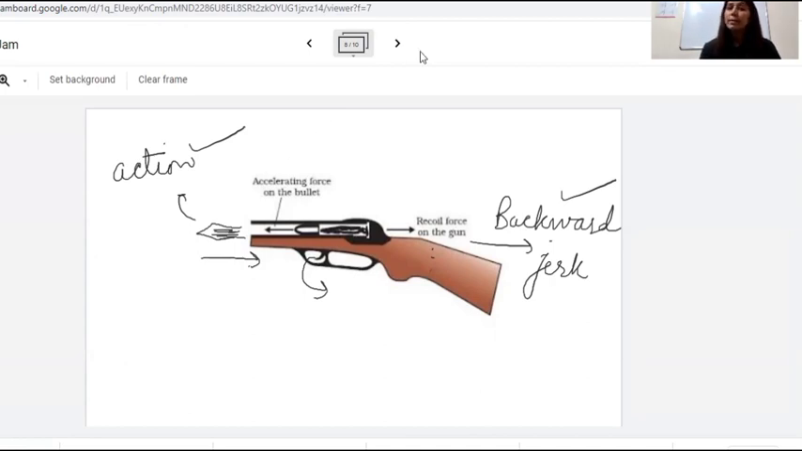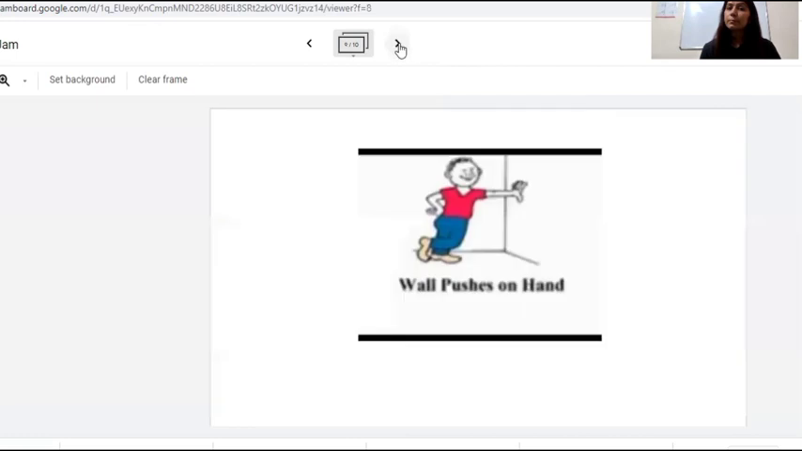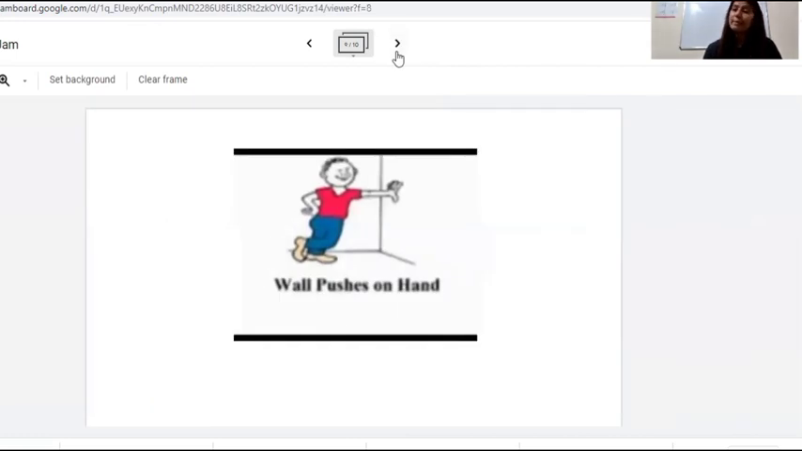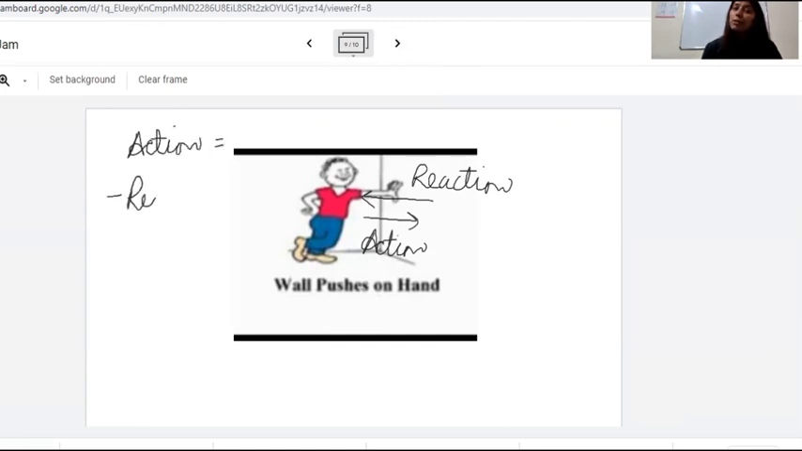Okay, now see the next example. This is the next example. I have made it clear that when a person pushes the wall, what happens? When he is applying some action on this wall, the wall is also applying some reaction on him. So from here we can say action is equal and opposite to reaction.